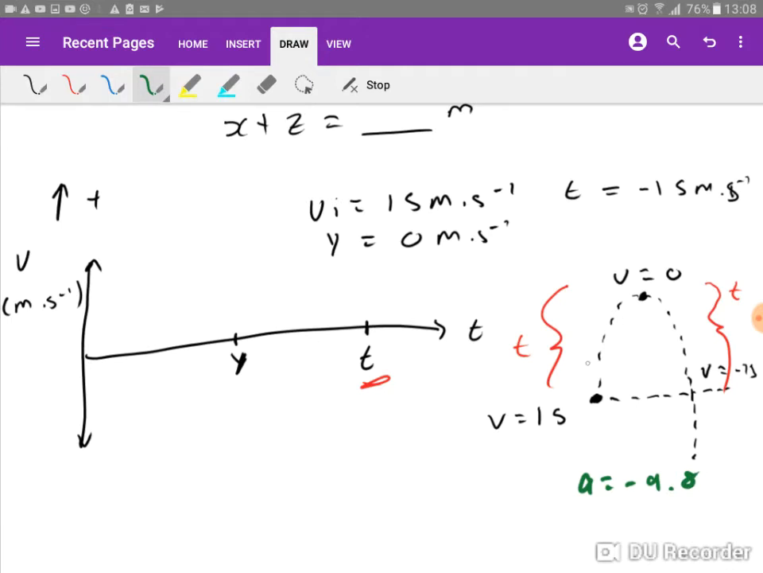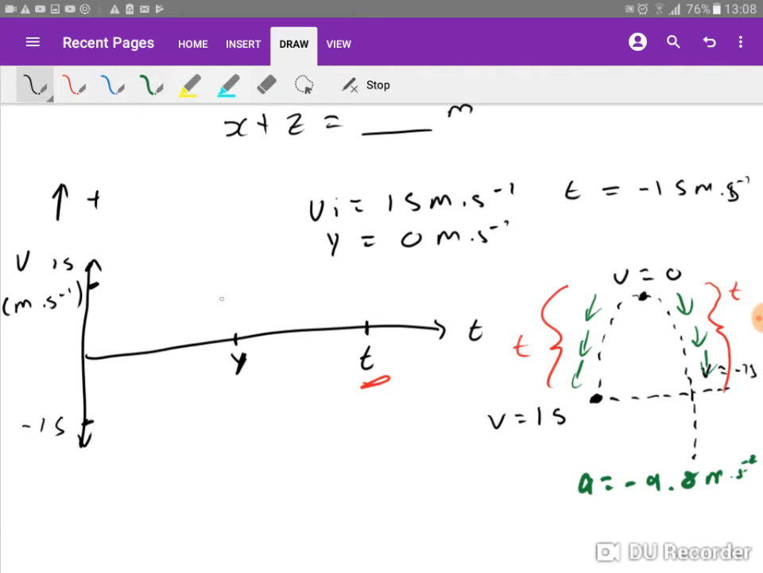So the acceleration is a negative 9.8, always. So this negative 9.8 meters per second squared is acting on this 15, decreasing its speed, and then it starts increasing its speed, but going downwards, right? So let's see what that looks like in a graph. So we know its initial was 15. Looks ugly, but it is what it is. And down here, let's just put in negative 15.